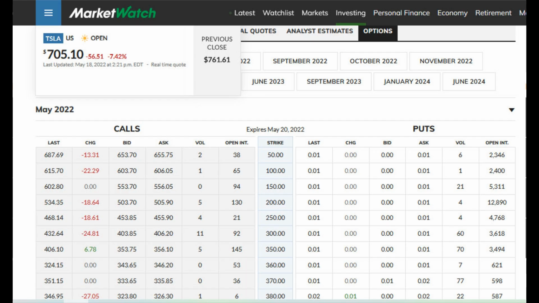Now it's time to look at an example. So here I've pulled up the list of available options for Tesla. Because, well, everyone seems to love Tesla.